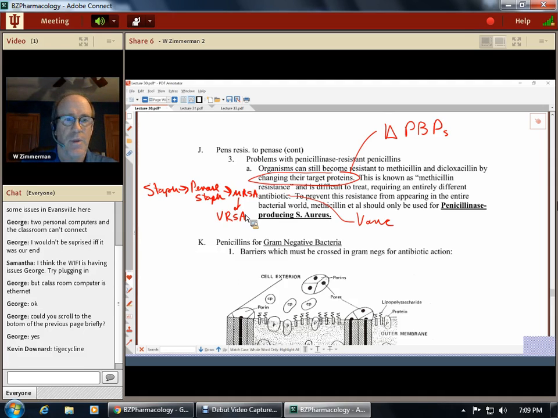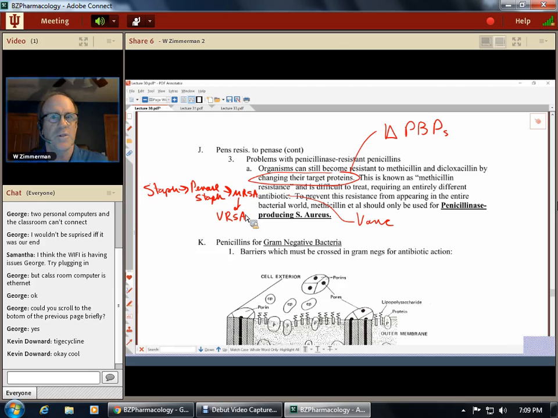So, tigecycline could be used. I'm going to do more of daptomycin or linezolid, the ones that would come to mind. Tigecycline, I'm not sure if it gets MRSA or not. I'd have to look. I'm not sure about that one, Kevin. It's kind of one of those questions about spectrum versus indications. I don't see tigecycline used a whole lot.